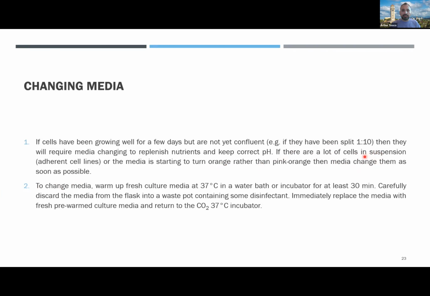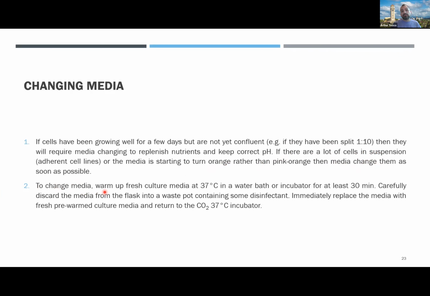Like you're starting to see the beginning of cells becoming loose from the surface of the plate, and the pH is off. Change it immediately, because you have a certain amount of time to be able to rescue your cells before you have to basically discard them. Okay. To change media, it's very important to try to maintain a consistency of your environment.